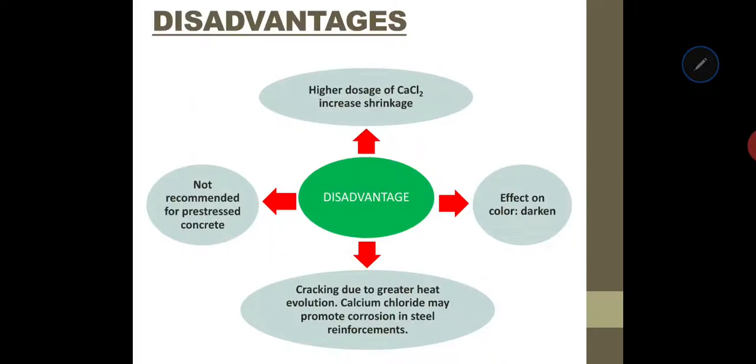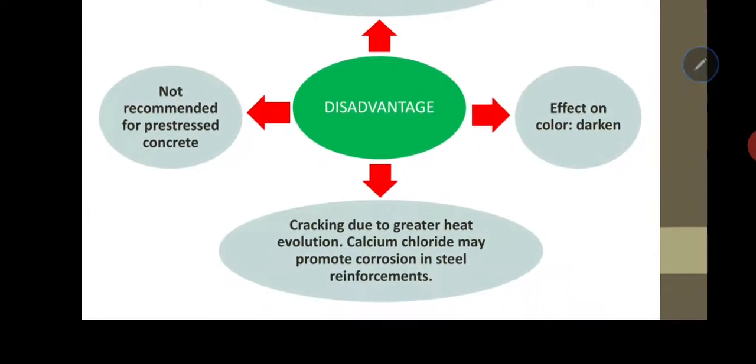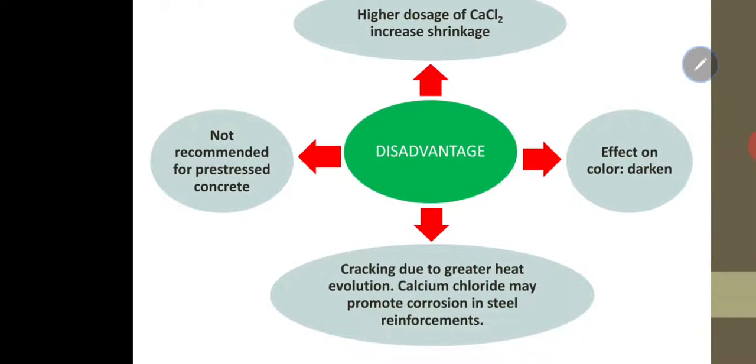Okay, you have the disadvantages of accelerator. Okay, a higher dosage of calcium chloride will increase shrinkage. The effect is to darken the color. Next is cracking due to greater heat evolution. Calcium chloride may promote corrosion in steel reinforcement, and it is not recommended for prestressed concrete.